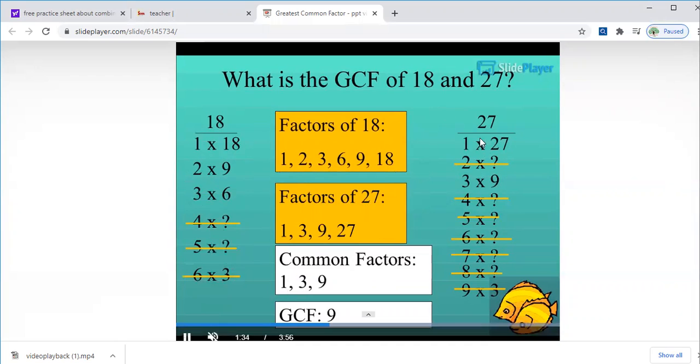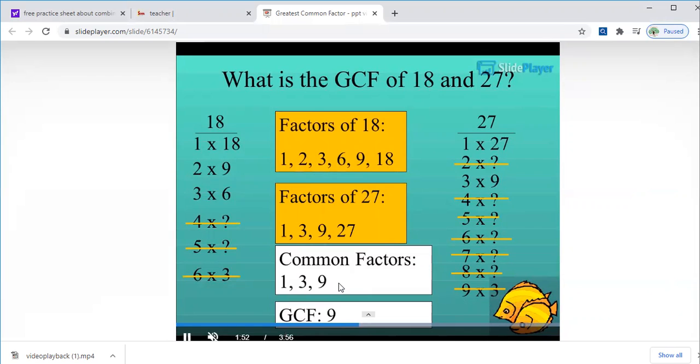The same with 27. 1 times 27, we don't have 2 times anything, but we have 3 times 9. Go and check all the numbers, you can find 9 times 3. So you have 3 times 9 and then 9 times 3, and at this point we stop. The factors of 18 are 1, 2, 3, 6, 9, and 18. The factors of 27 are 1, 3, 9, and 27.